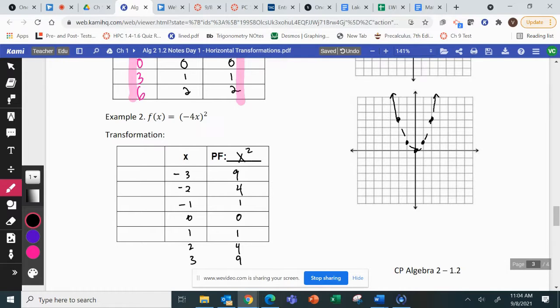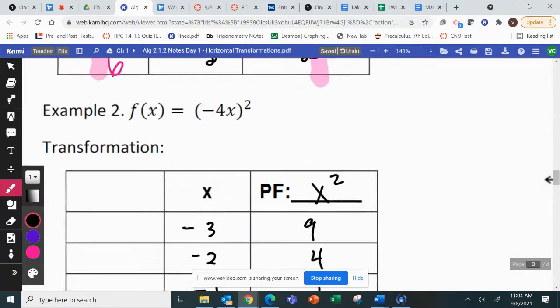So I have my parent function in the table. I have my parent function graphed. Now we're going to list the transformations. You can see there are 2 transformations. Both of them are inside of the squared, both have a parenthesis around with the squared. Why am I saying there's 2? The negative sign is one of them, and then the 4 is the other. So we're going to list 2 things.